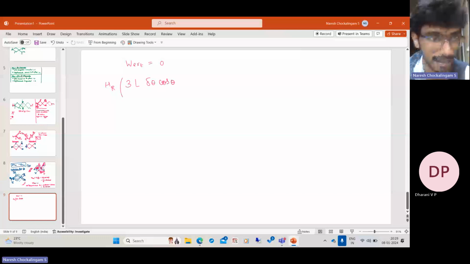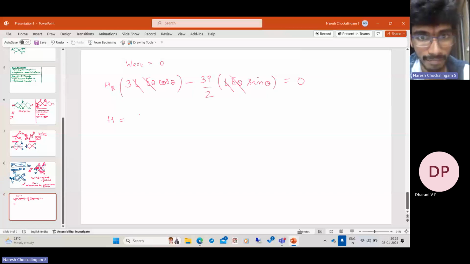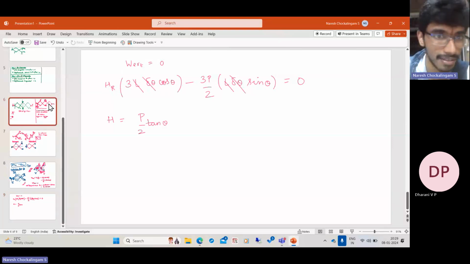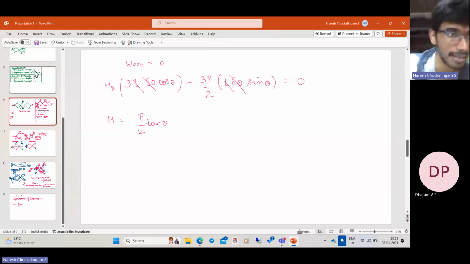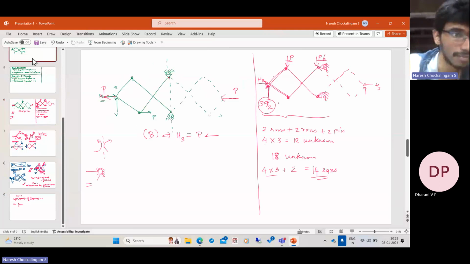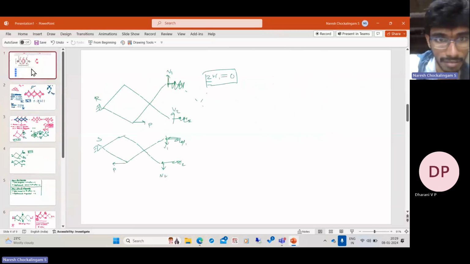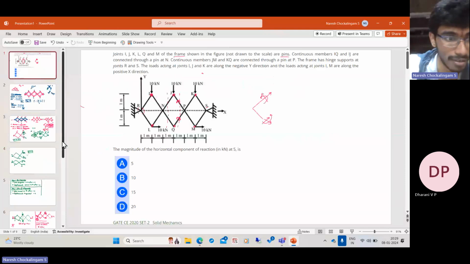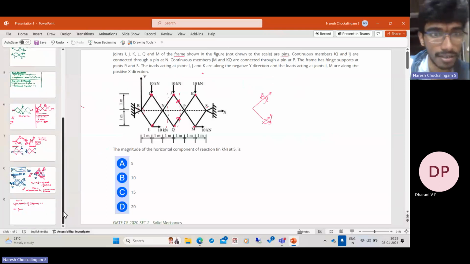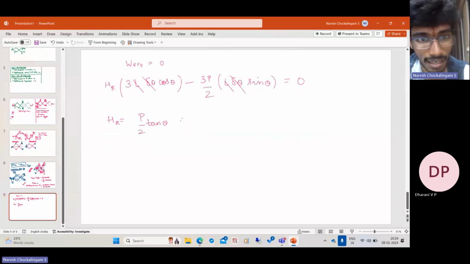So delta theta is an arbitrary virtual displacement. It can be any value. You can take it to be non-zero and you can cancel it out. L gets cancelled. So the horizontal reaction is nothing but P by 2 tan theta. What is tan theta here? In the given problem, I think they are 1 meter and 1 meter. So tan theta is 1. So the horizontal reaction at R due to the given loading is P by 2.